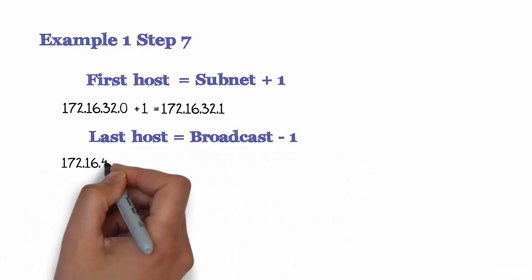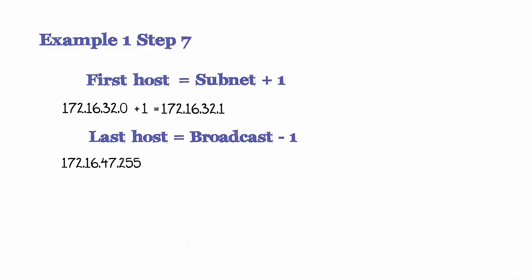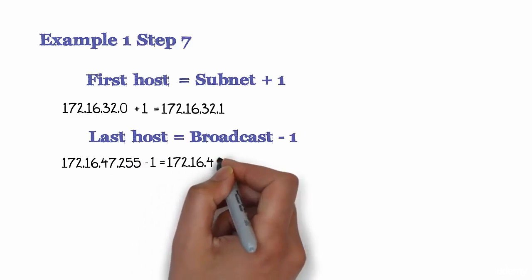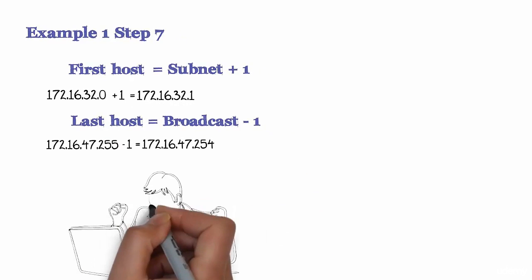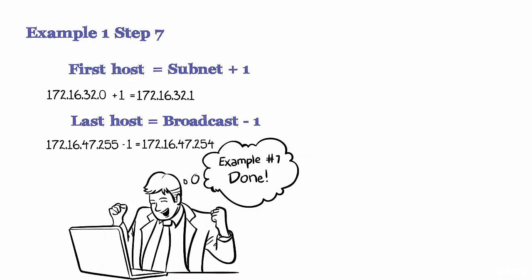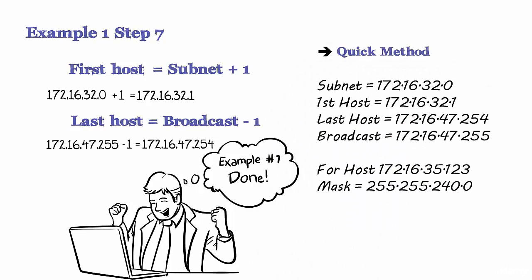So 172.16.47.255, which is our broadcast address, less 1 is equal to 172.16.47.254. And that's it. You've worked out the answers to the question. Now, initially, that might seem like a lot of work, but you should be able to start doing examples within 30 to 60 seconds using this method. Thus, the quick method.